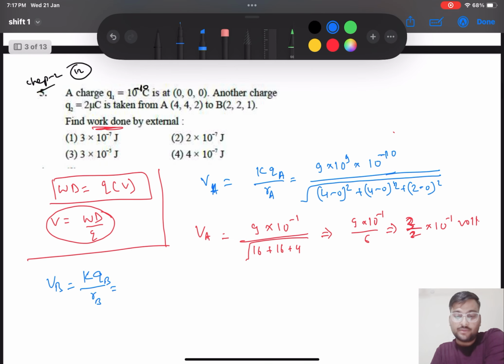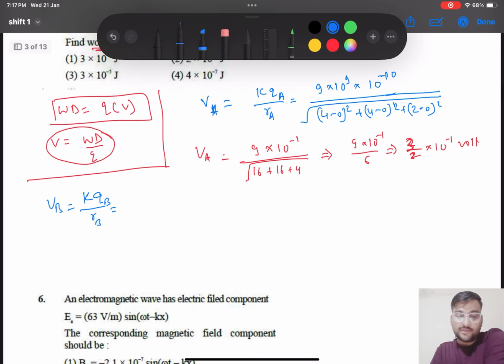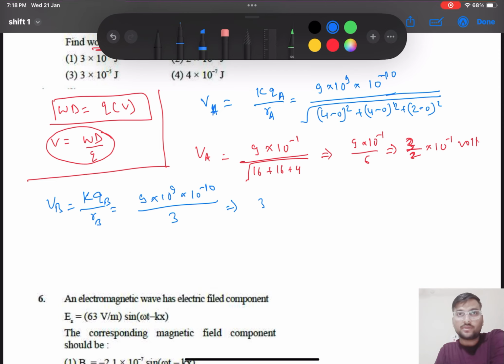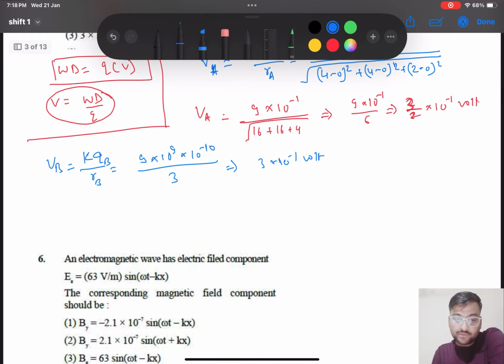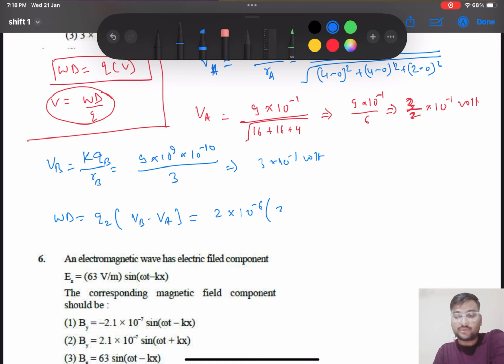Now when we talk about the second part, VB, again the same formula. VB is equal to KQB by RB. The value is the same, that is 9 into 10 power 9 into 10 power minus 10 divided by 3, so we get 3 into 10 power minus 1 volt.